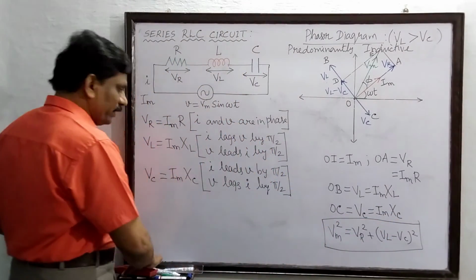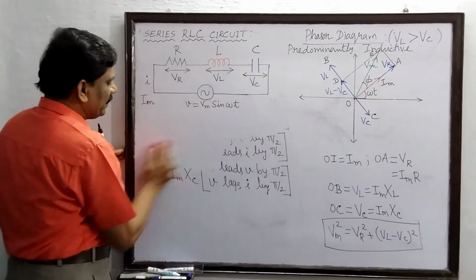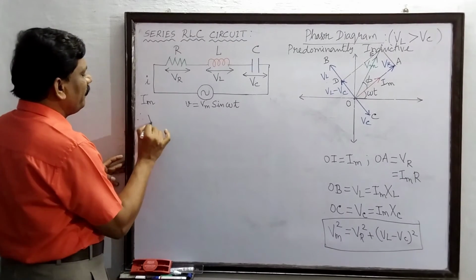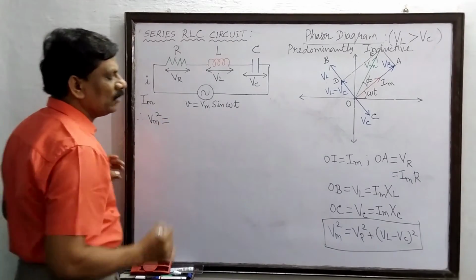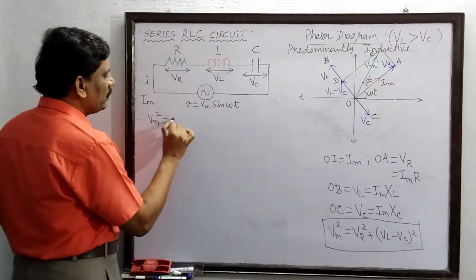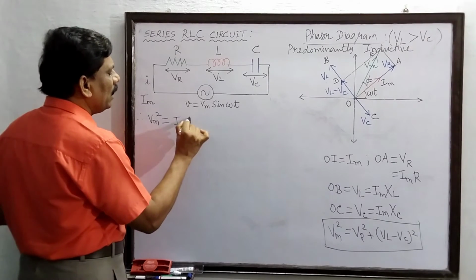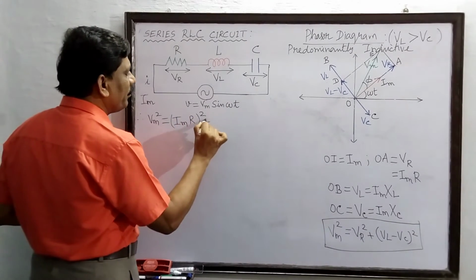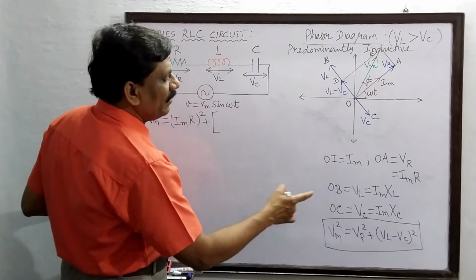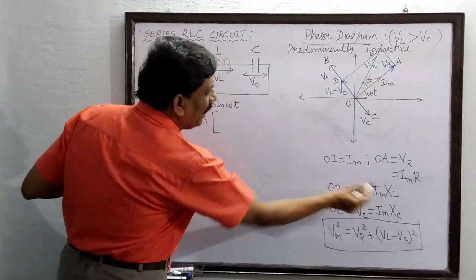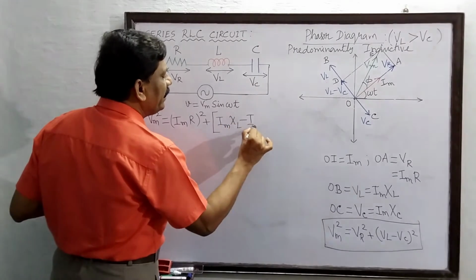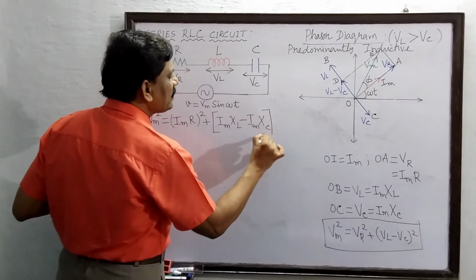So I am going to substitute here in this equation, and we will get the expression for the resultant voltage. Therefore, Vm square is equal to, instead of VR square, I will write (Im R) whole square. So this is equal to (Im into R) the whole square, plus inside the bracket we have VL minus VC. So instead of VL, Im into XL, so this is (Im into XL minus Im into XC) the whole square.